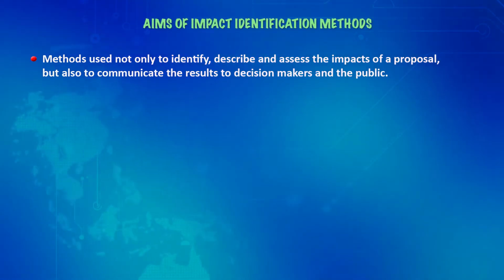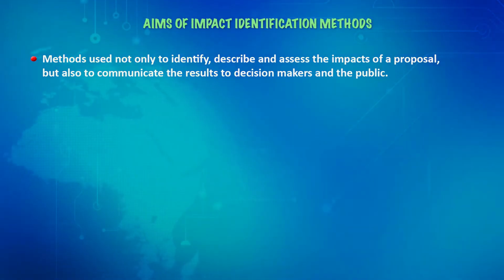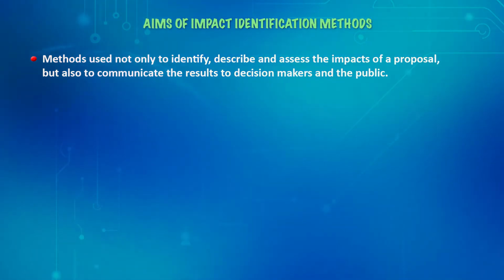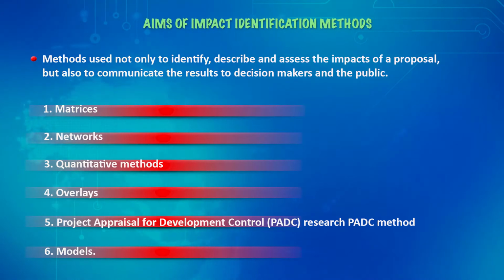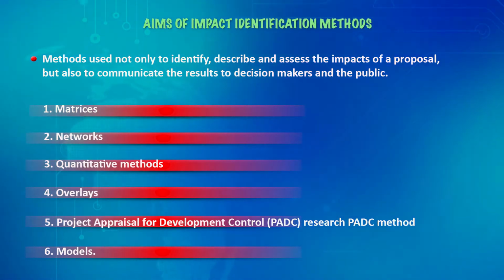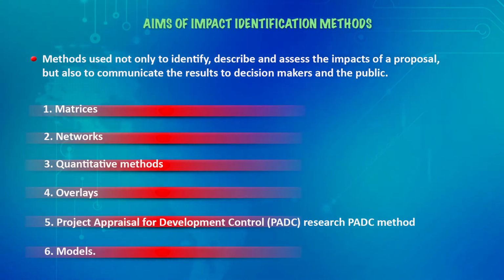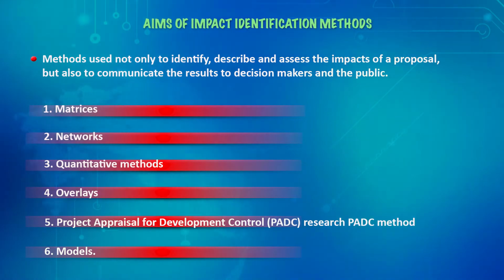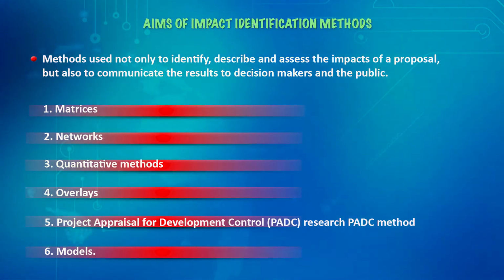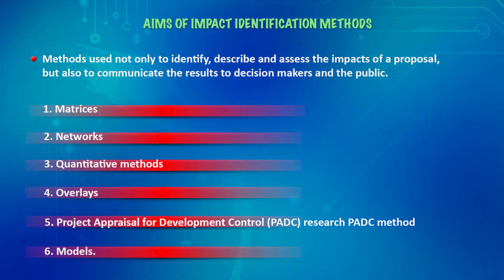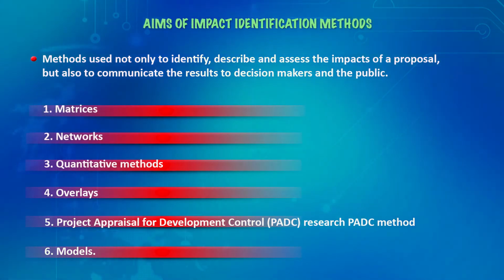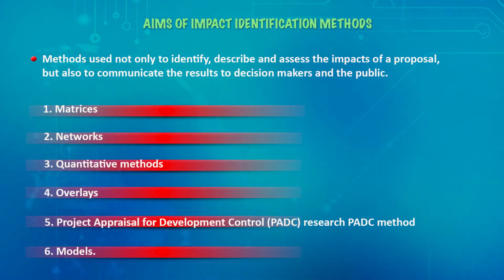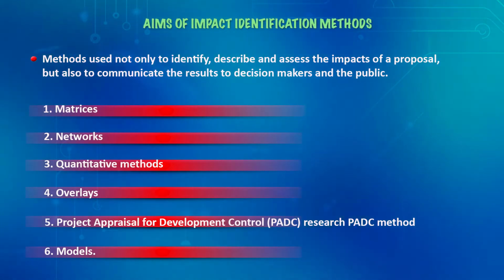And with this background, let us see the methods that are available as part of the impact assessment methodologies. The first and foremost method is the checklist, the second is the matrices, the networks, and there are a series of quantitative methods as well. And a very important one, the GIS based method, that is overlays, and the next method is the project appraisal for development control. It is called PADC. It is a very new one, but nevertheless very important. And the last one is the models. So these are all the methods available to us to identify the impacts.